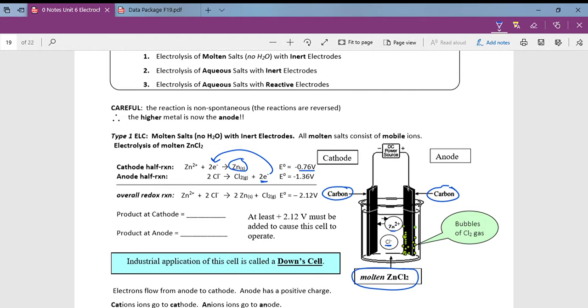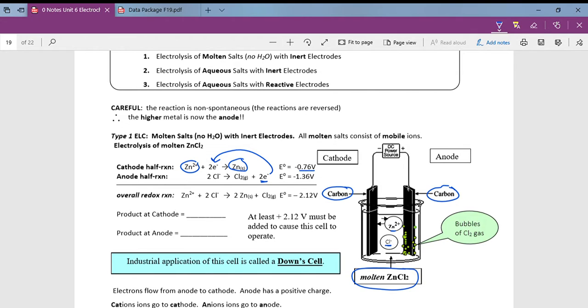But this won't happen spontaneously. We want these electrons to flow. We want these electrons to go to the molten zinc ions to form zinc solid, but it won't happen on its own. So what we do is we provide at least 2.12 volts to the cell, and we would cause it to happen. Now the question is, why would you even want this to happen?